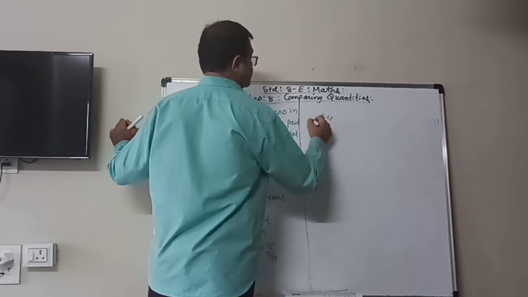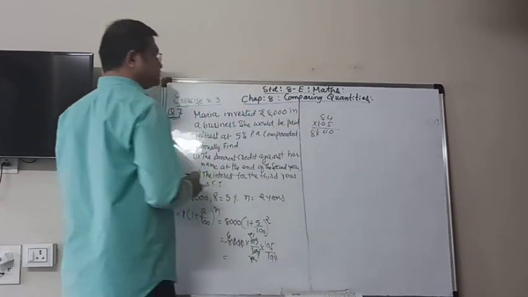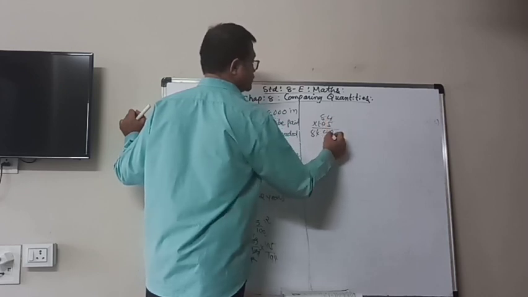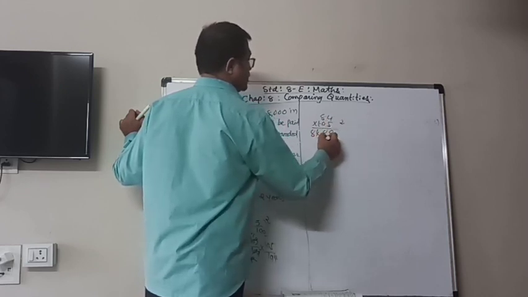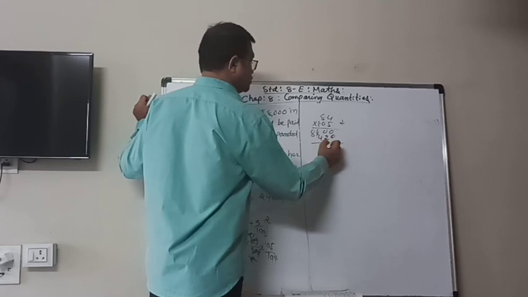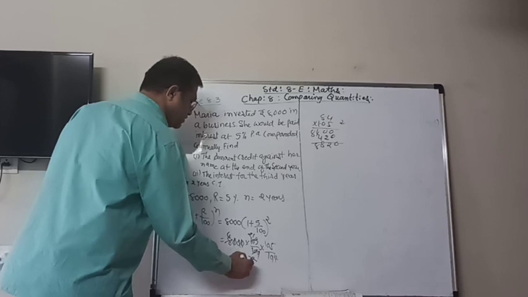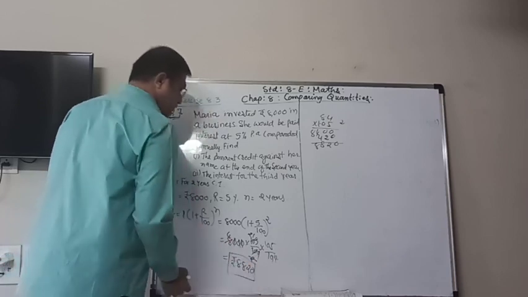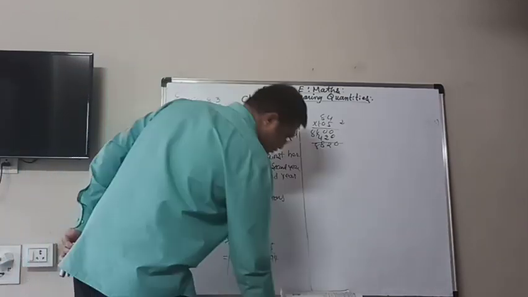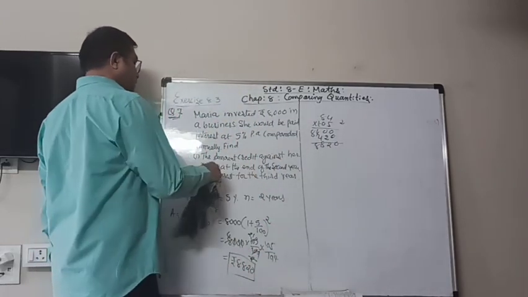Multiply by 105. 4 ones are 4, 8 ones are 8. Then 5 4s are 20, 42. So your answer will be 8,820 rupees. So that is the first answer, that after 2 years, means at the end of the second year, rupees 8,820 will be credited against her name.